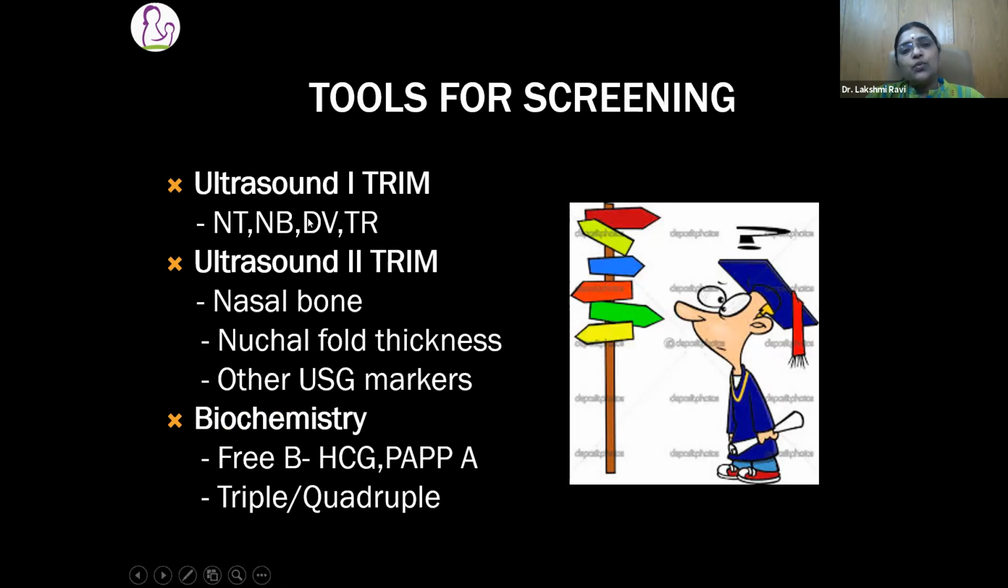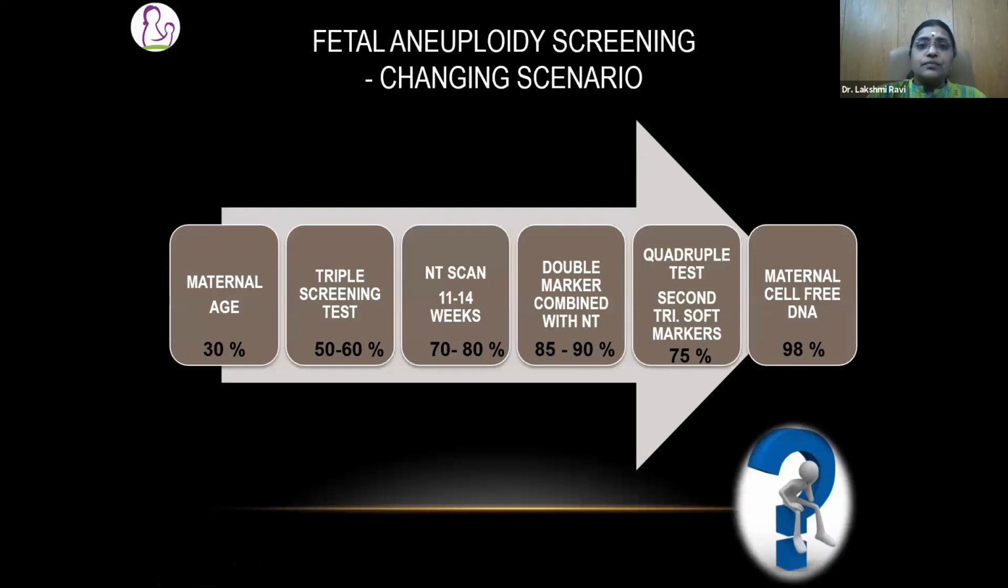In the first trimester, we have the nuchal translucency, and soft markers like the nasal bone, ductus venosus, and tricuspid regurgitation. In the second trimester, you have soft markers. Coming to biochemistry, you have the double marker, which is the free beta HCG and PAPP-A, the triple, the quadruple, and now you also have the enhanced first trimester screening.